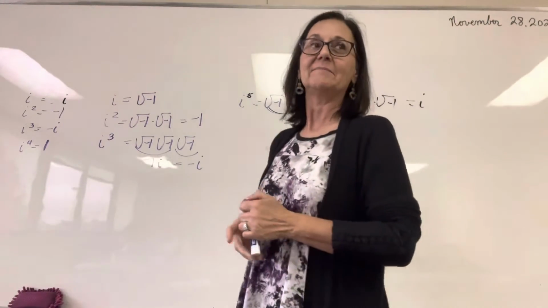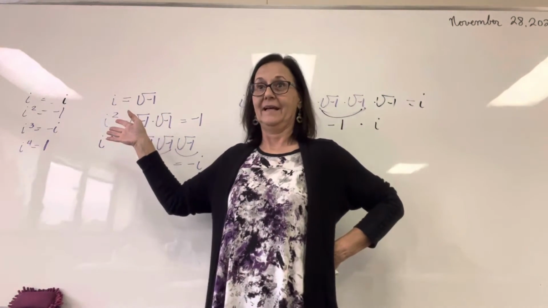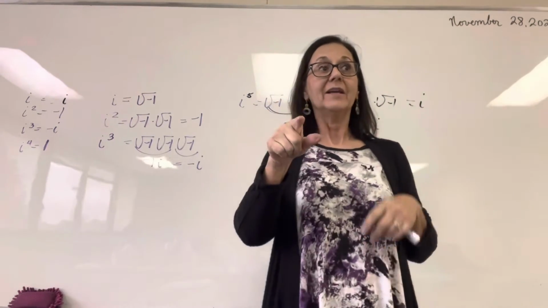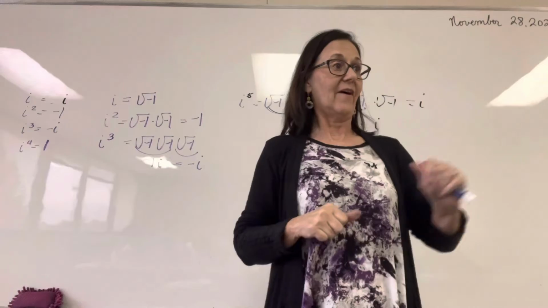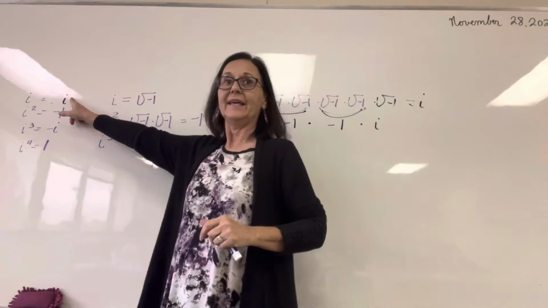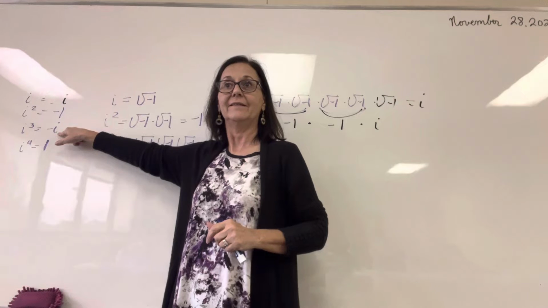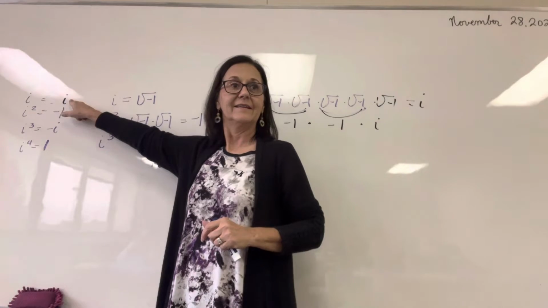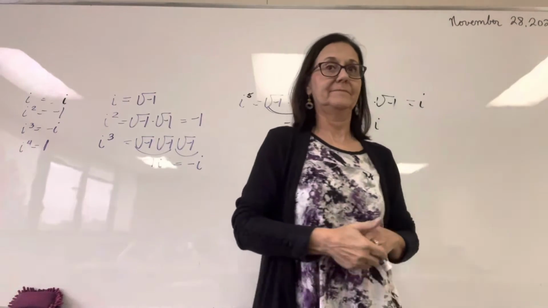I'm just telling you, I'm tutoring a college algebra kid and he remembered this. i is i. i squared is negative 1. i cubed is negative i. i to the fourth is 1. i to the fifth is i. i to the sixth, seventh, eighth, ninth, 10th, 11th, 12th. The pattern repeats.